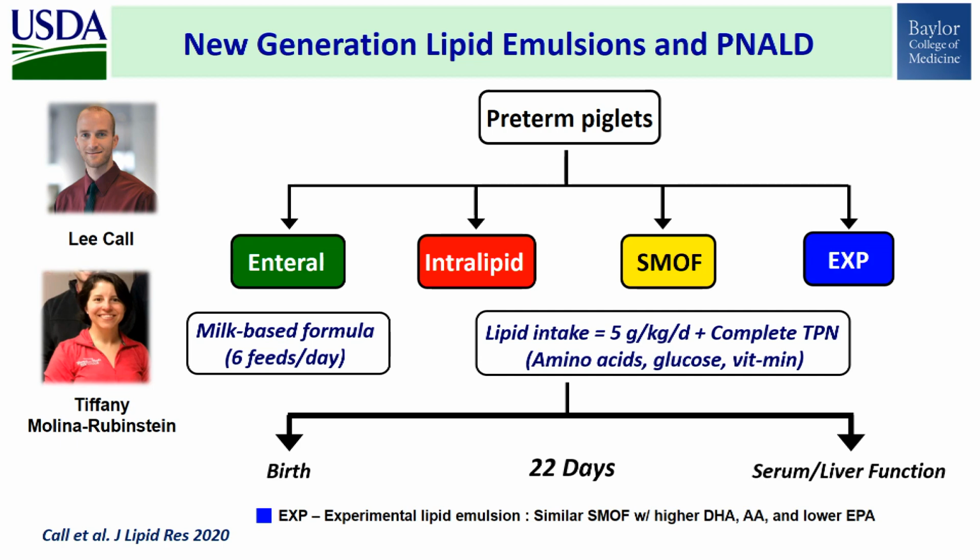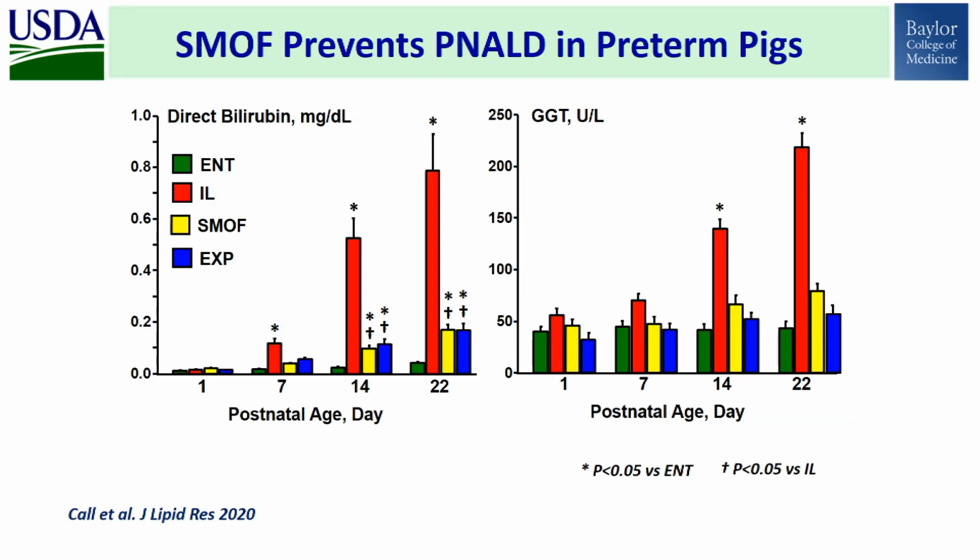But in this case, we specifically looked at bile acid pools. First, I just want to show you evidence of the direct bilirubin levels that we showed. Again, in pigs that are given intralipid, there's a marked increase in direct bilirubin between 14 and 22 days that is generally prevented by SMOF and the experimental SMOF-like emulsion. And this also was evident in plasma levels of GGT being highest with intralipid.